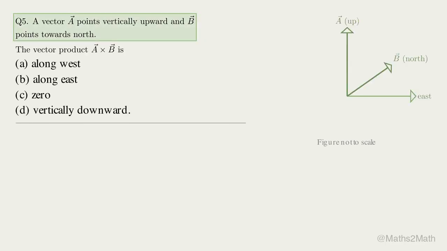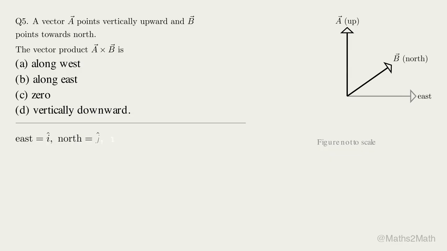Question 5. A vector A points vertically upward and B points towards north. The vector product, A cross B, is Option A, along west. Option B, along east. Option C, 0. Or Option D, vertically downward. What does this mean? We must apply the right-hand rule to up cross north.